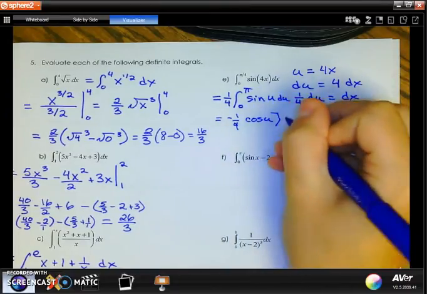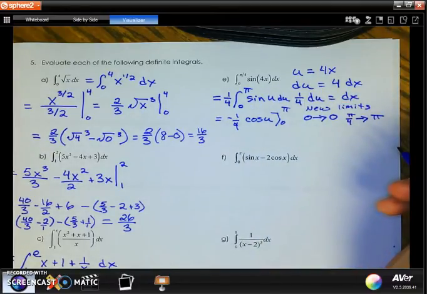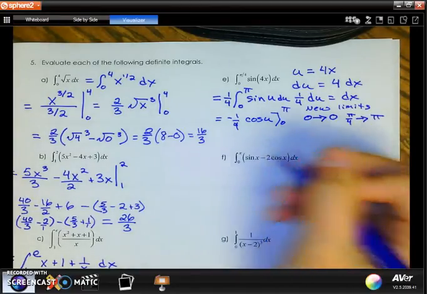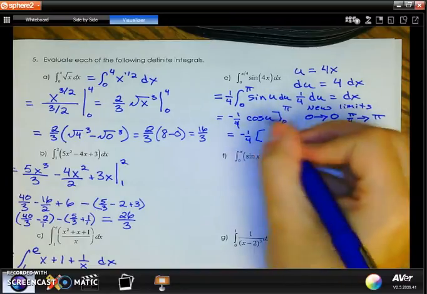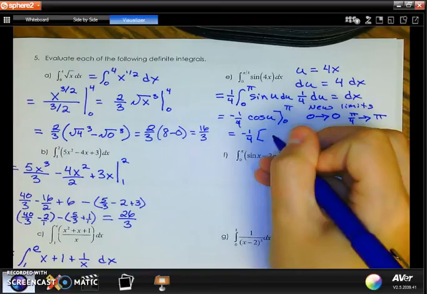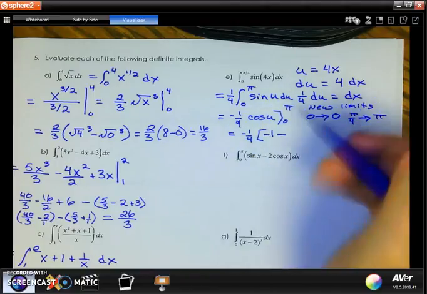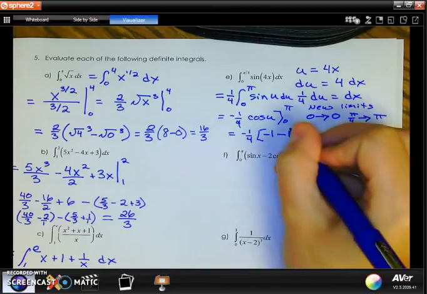And that's going to be evaluated at 0 and pi now. Okay, so now you're just going to plug in there. So that's going to be cosine of pi. So cosine of pi is going to be -1 minus, now I plug in 0, cosine of 0 is 1.